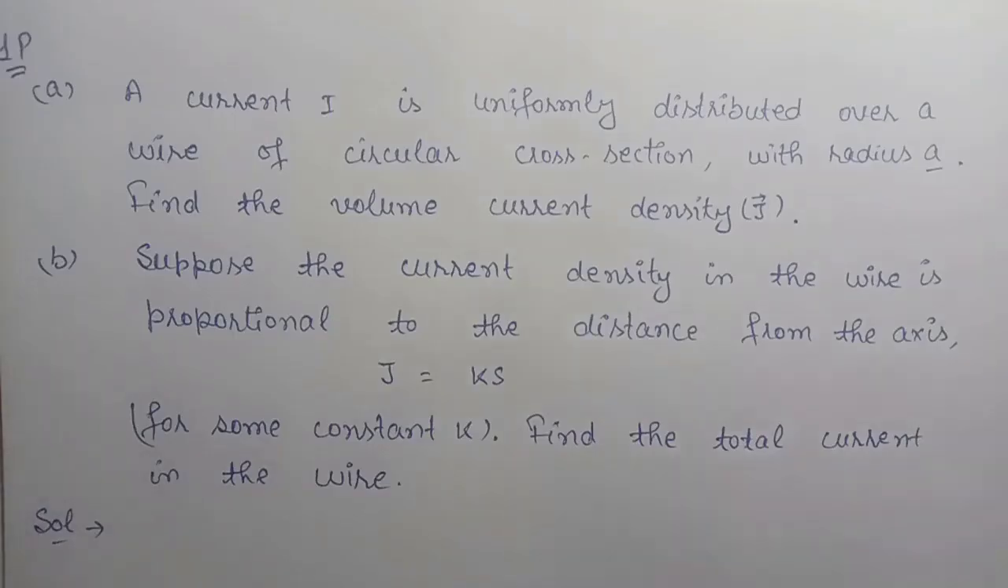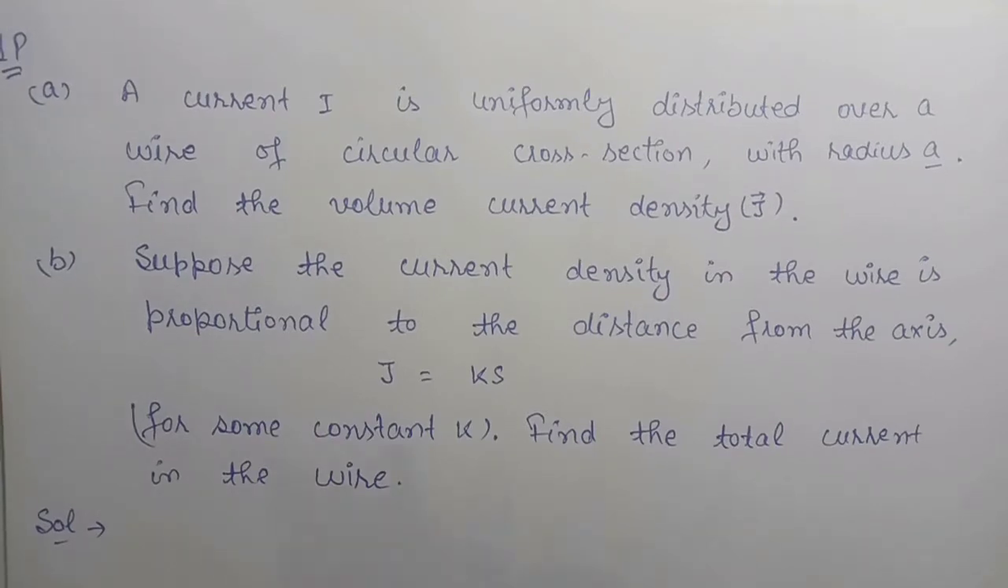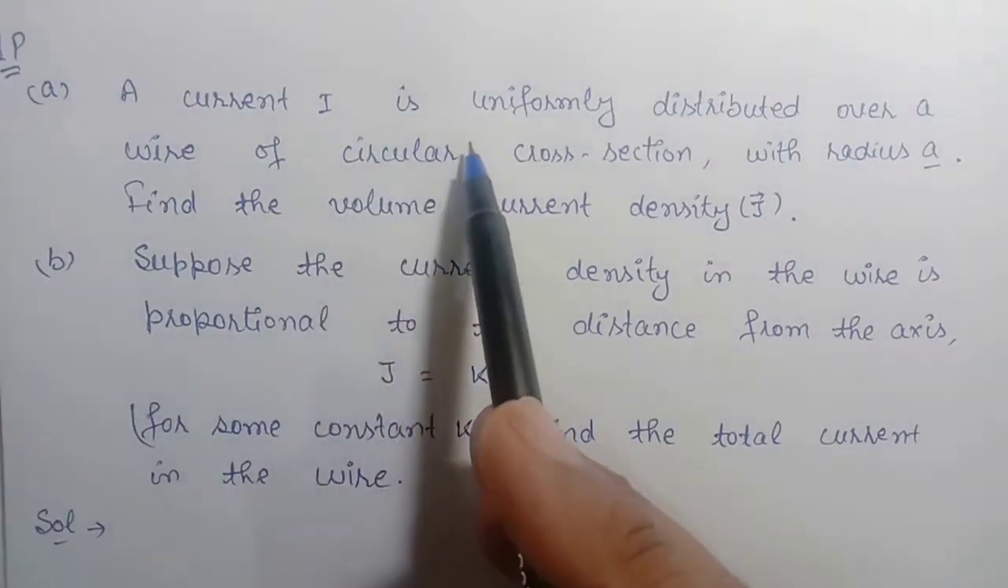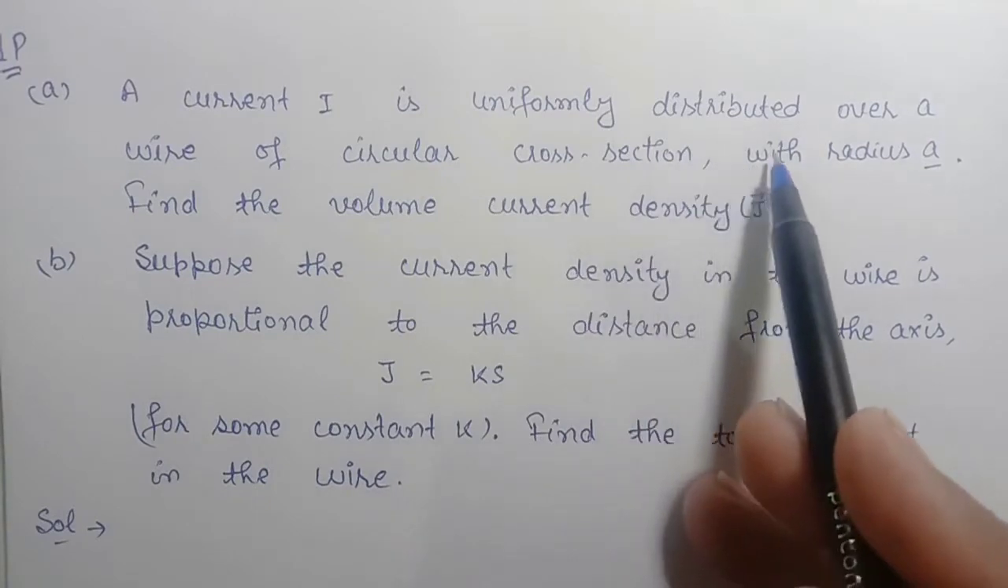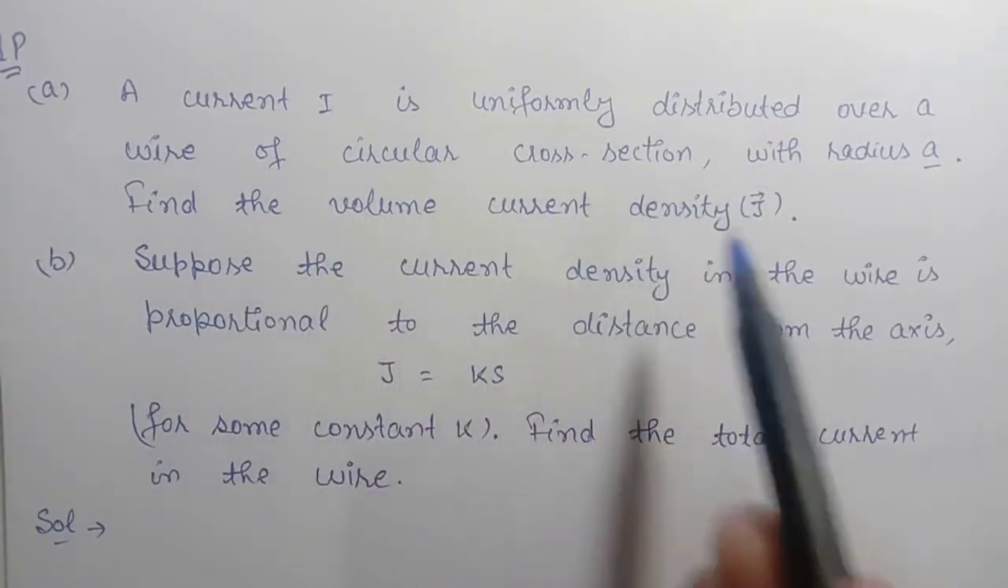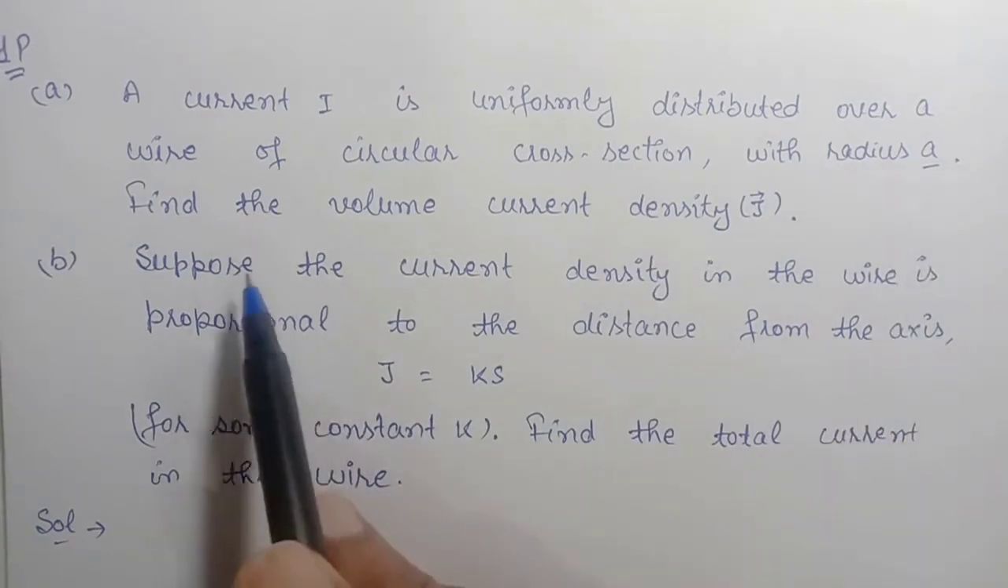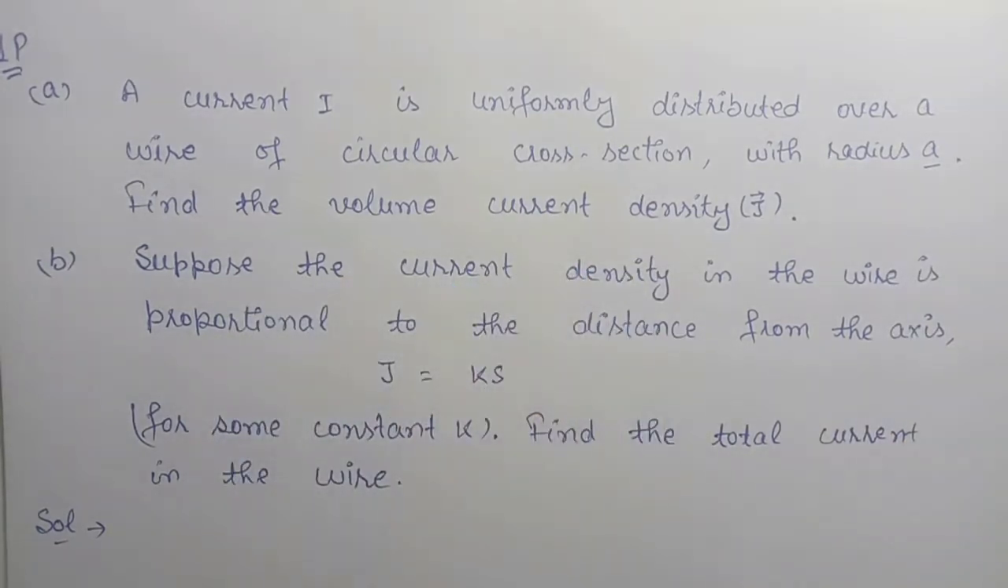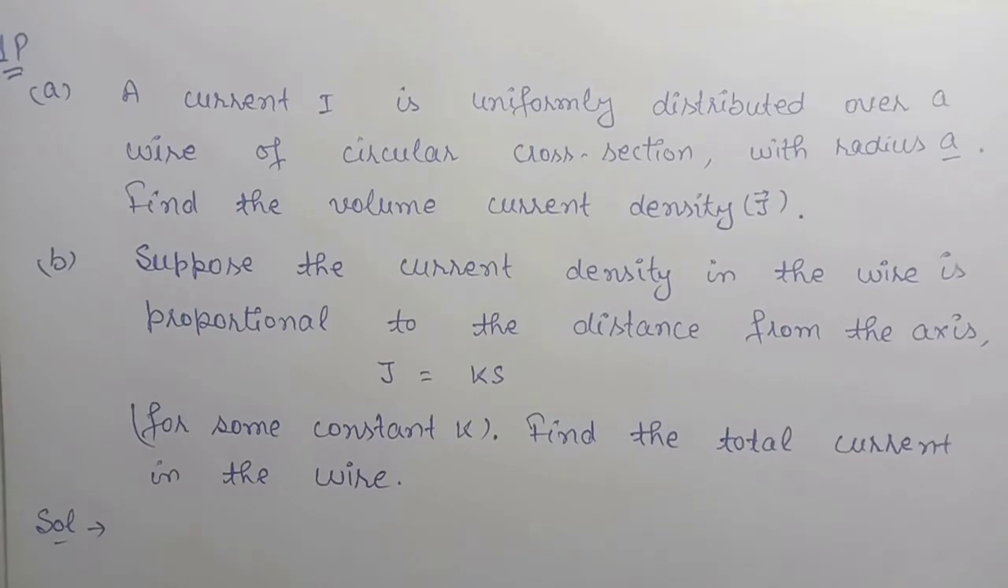Hello everyone. In this lecture we will discuss problems related to magnetostatics. The first problem is: a current I is uniformly distributed over a wire of circular cross section with radius a. Find the volume current density J.